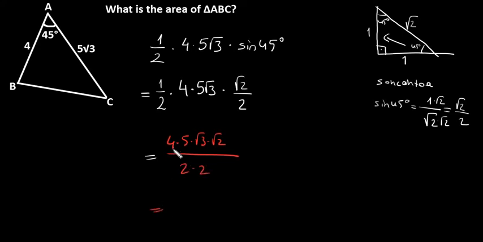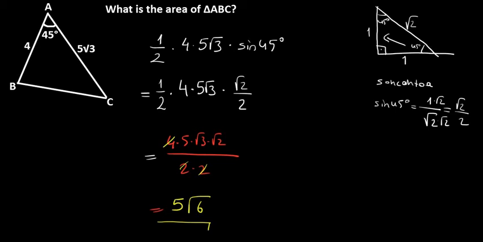Here 2 times 2 is 4, and the 4s cancel out. So we have 5 times root 3 times root 2, which is equal to root 6. So this is going to be the answer. 5 root 6 is the area of this triangle, the triangle ABC.